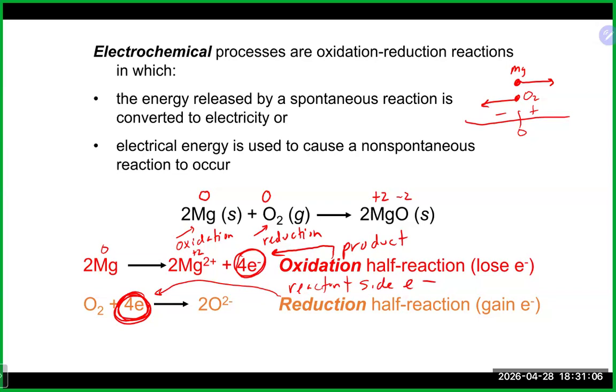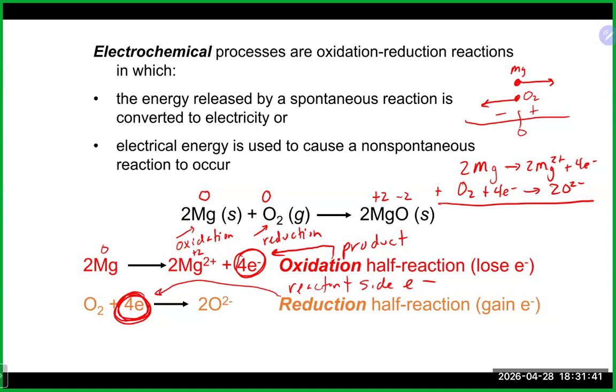Now, these are, again, half reactions because, like I said before, if you take these 2 half reactions and add them together, the first thing you should always make sure before you add half reactions together is that the number of electrons in each half reaction is the exact same number.